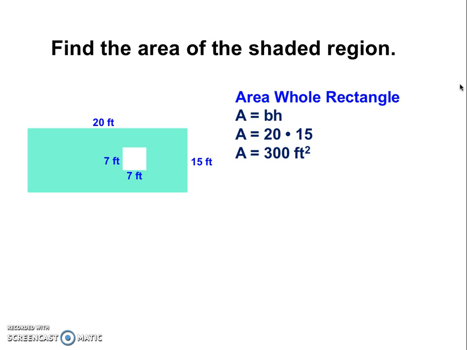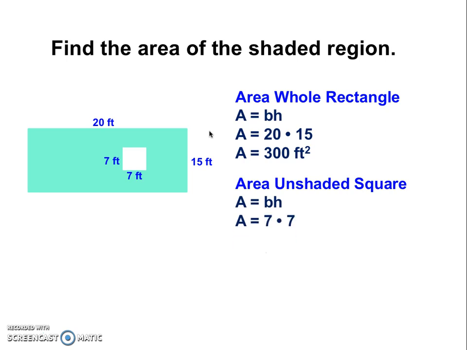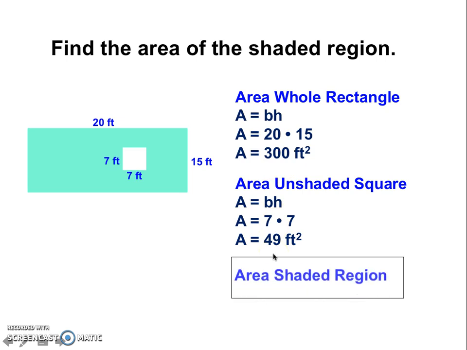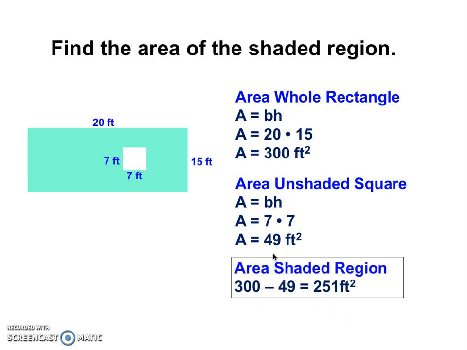And then I want to find the area of this smaller unshaded shape. That's a square. Our formula again, base times height. So 7 times 7 is going to give me 49. This smaller one is 49 feet squared. To find the area of just the shaded part without this, I'm going to take my 300 minus my 49. So 300 minus 49 gives me 251 feet squared.